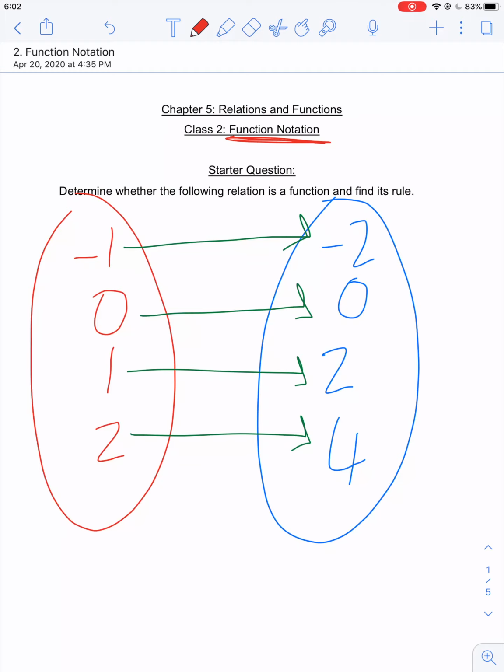Okay, so I guess the only tricky part with the starter question is, I'm asking you to determine whether the following relation between, let's just call this set x. Okay, so this is my set x, and let's just call this y. And there's a reason for that, right? As you can see, eventually we're going to have to do functions, so let's just stick with x and y. I want you to tell me if this is a function or not. It's obviously a relation, right? Because there is a relationship between x and y.